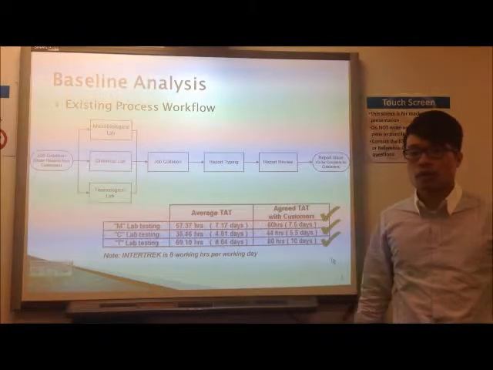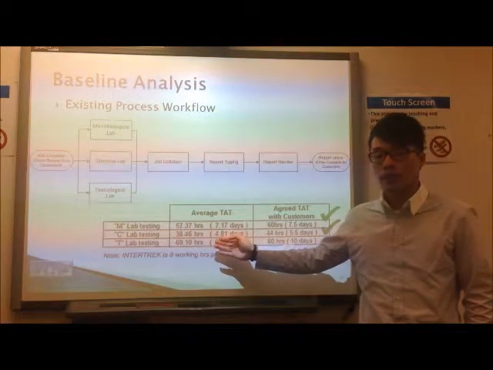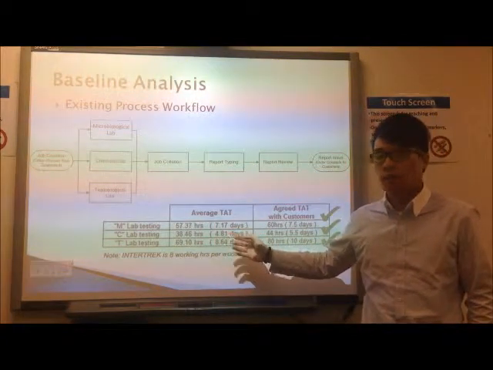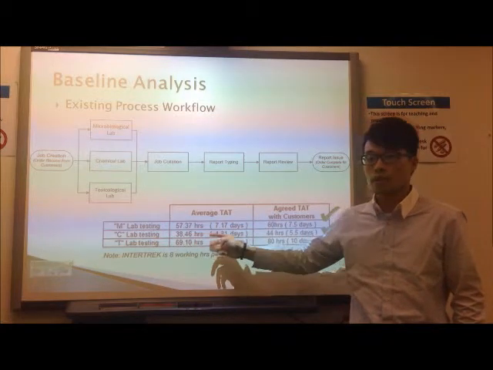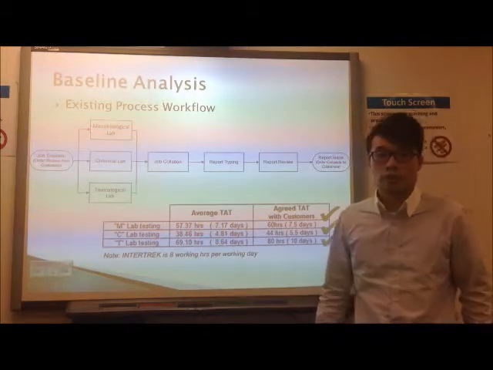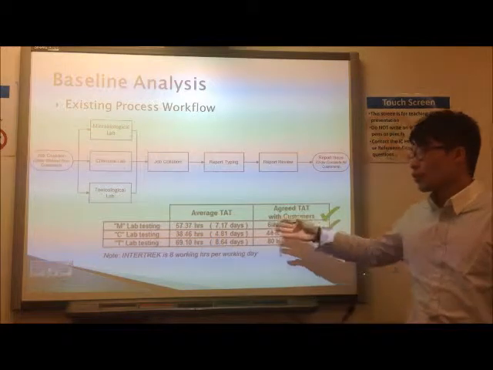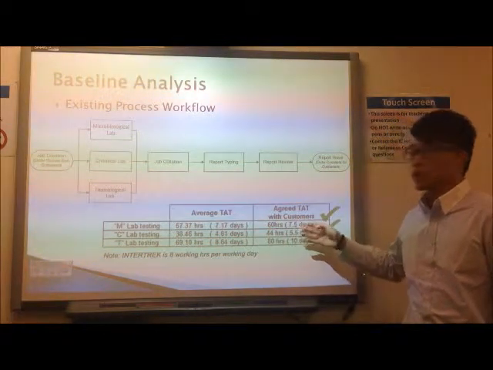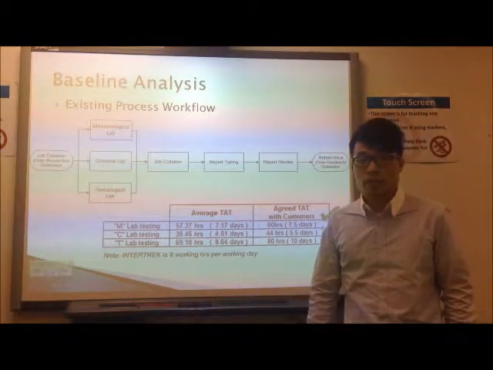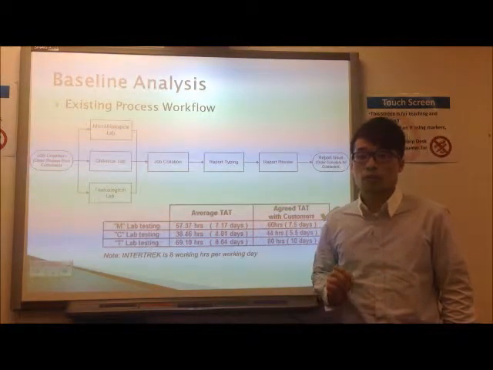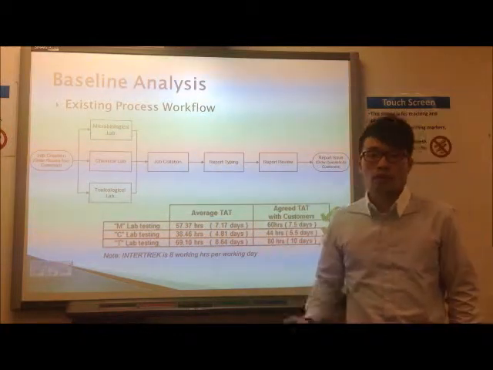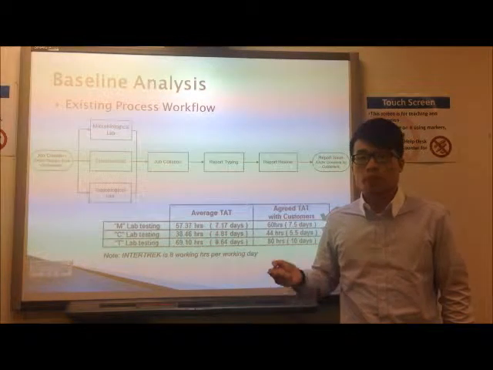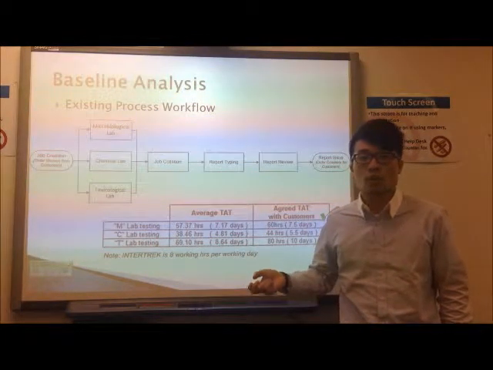As I mentioned, we provide 3 different testings to our customer. Each of them has a different average turnaround time. For example, for the chemical testing, it takes around 4.8 days per job. For all 3 testings, the turnaround time is within the agreed total turnaround time of our customer. So our manager thinks that the existing process is already good enough, and they don't really understand why customers complain that they have to wait long and always have delays.